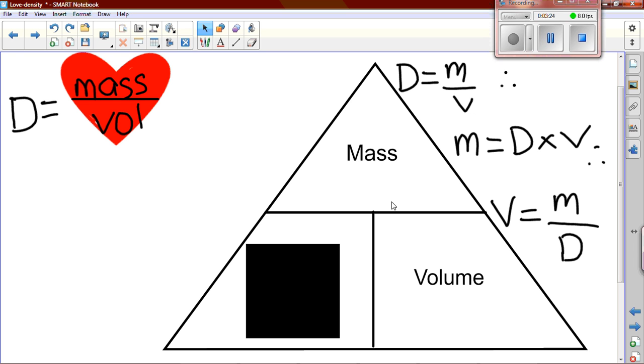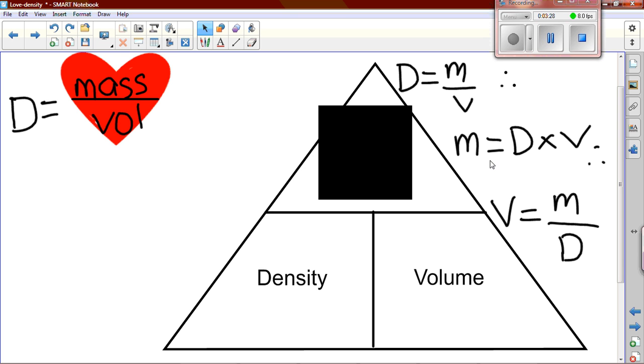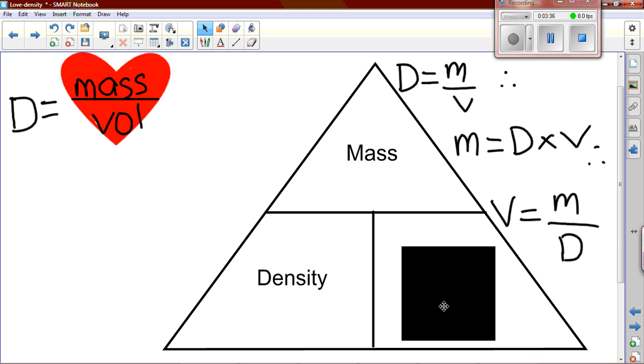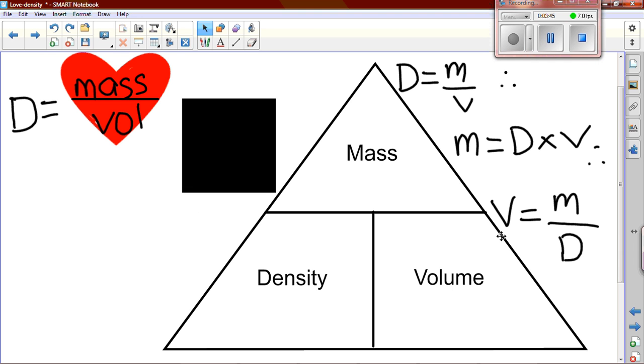Same equation up here. If we were then trying to solve for mass, ding, ding, ding, mass is density times volume, right? There it is, same thing. And of course, if we were trying to cover up and solve for volume, volume is mass over density. So it's the same way of getting to the same solution. It's just however you prefer. The trick again is just to make sure you set it up correctly.